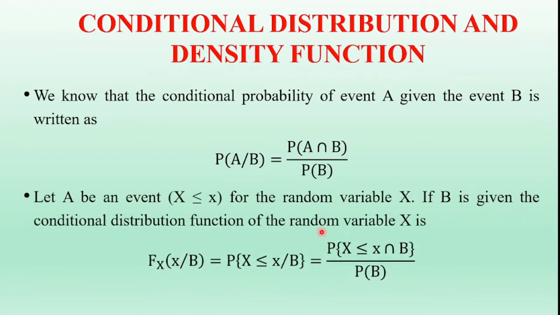Let capital A be an event X less than or equal to x for the random variable X. If the event B is given, the conditional distribution function of the random variable X is F_X of x by B, which is equal to probability of X less than or equal to x by B. So using the conditional probability definition, probability of X less than or equal to x by B is probability of X less than or equal to x intersection B divided by probability of B.